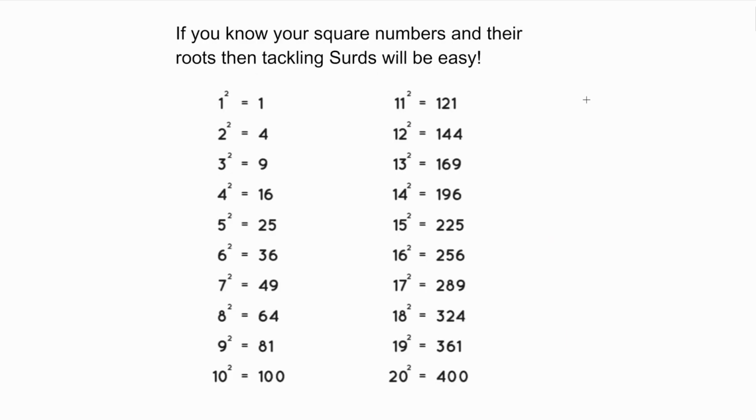Right, if you want to be able to deal with surds, the best thing you can do to start with is know your square numbers and know their roots. So I would suggest that you make sure you are fully aware of the square numbers and going back to their roots. So for example, the square root of 9 is 3. The more you can recognise things like the square root of 9 is 3 or the square root of 169 is 13, the easier surds will be.